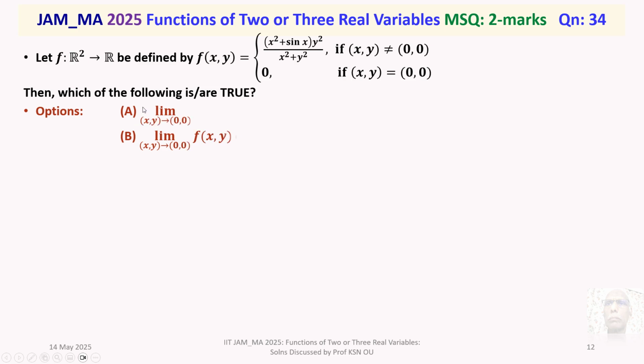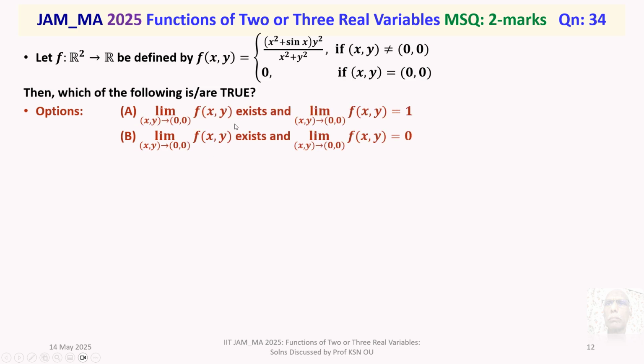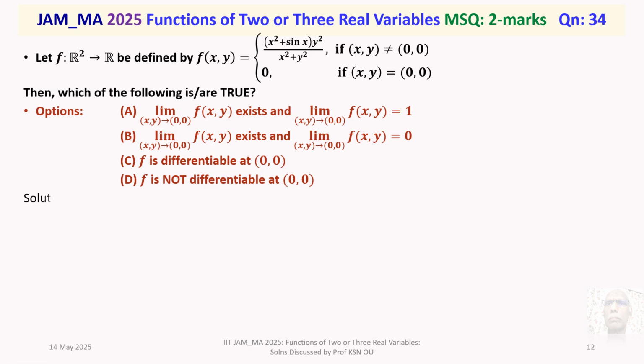Options A and B talk about the limit of f of x comma y as x comma y tends to 0, 0. Does it exist? If it exists, is it 1 or 0? That is options A and B. Options C and D talk about differentiability. Is it differentiable at the origin or not? Let's now discuss the solution of the problem in detail.